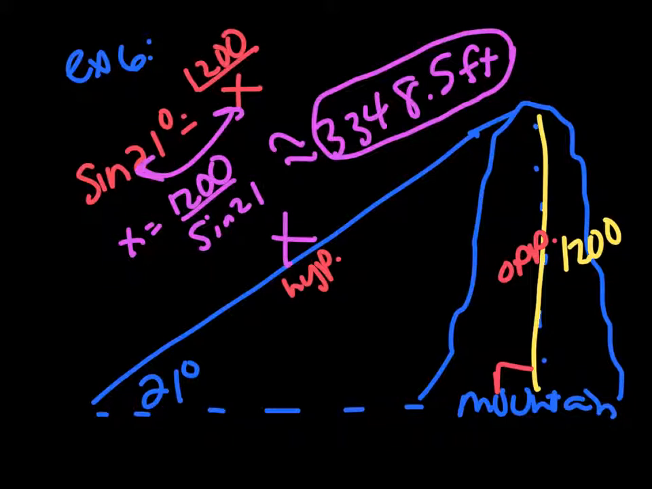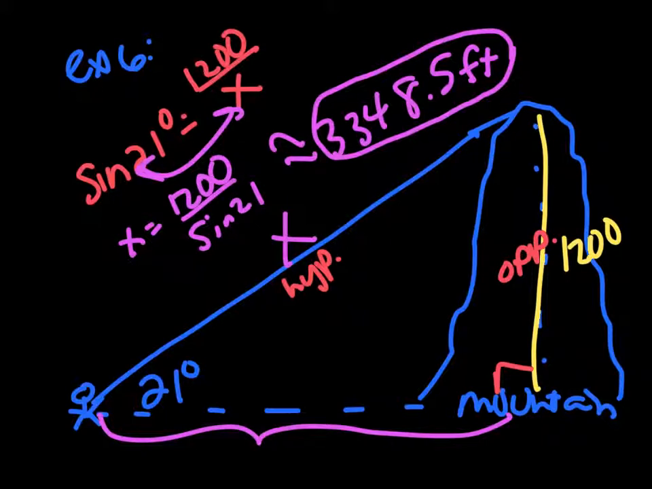So then, if you were standing here, let's say at the bottom of the ski lift, and I were to ask you to find the horizontal length to the mountain, you could do the Pythagorean theorem, or you could do another trig function.